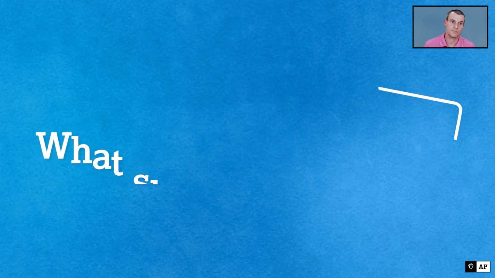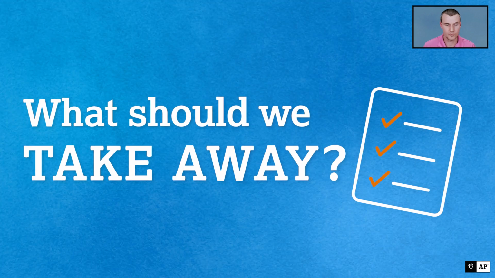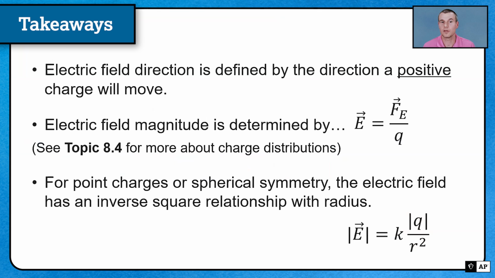Excellent. So what should we take away from this first video? The main thing we should take away is that electric field is defined by the direction a positive charge will move. Just by definition, we pick that by convention. The other thing is that the electric field can be determined with E equals Fe over Q.